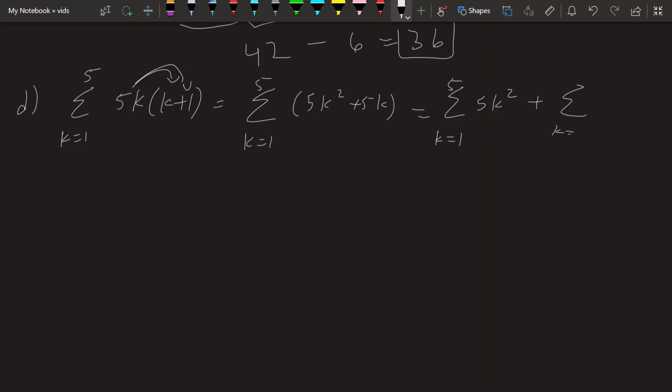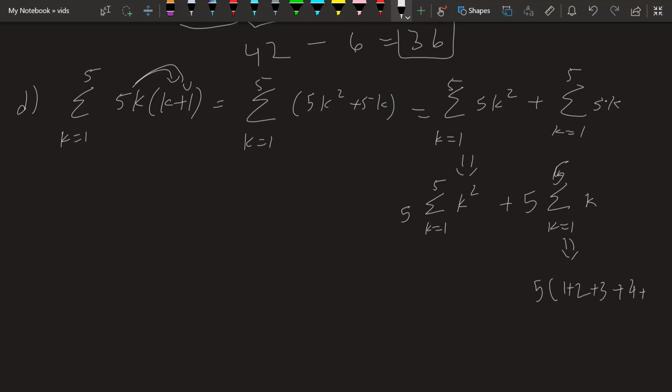As I said, I already taught in a different video how you can split sigmas of 5k. Here we can factor out a 5 and keep the sigma. Same with this, we can factor out a 5 and keep the sigma. And this is just equal to 5 multiplied by 1 plus 2 plus 3 plus 4 plus 5.